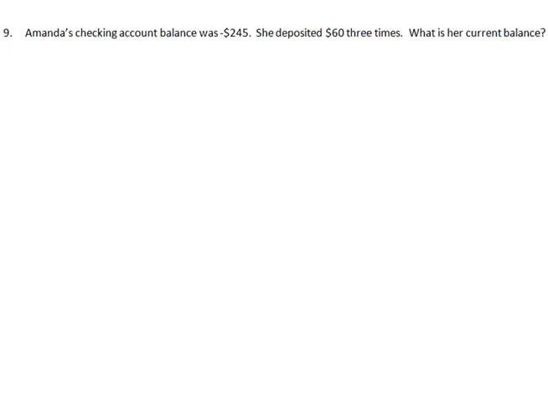All right, number 9. Amanda's checking account balance was negative $245. She deposited $60 3 times. What is her current balance? So we can either set this up as one expression and solve it start to finish, or we could show each step. Okay, let's look at both ways. If you start at negative $245, and then you deposit means you add money in, and withdraw means you take money out. So she's adding in $60, and she's doing that 3 times.